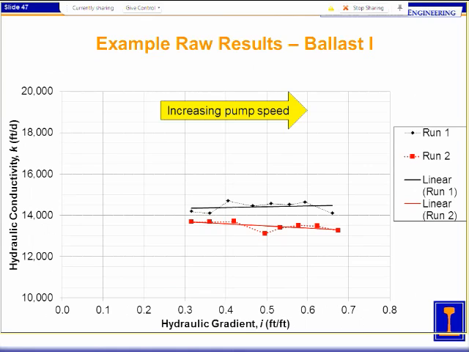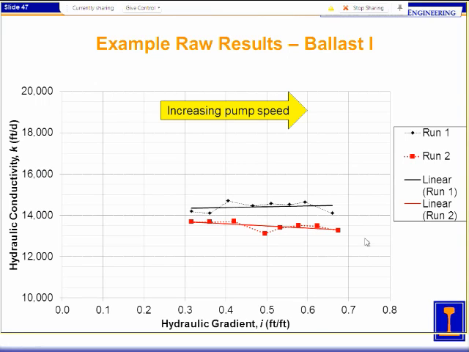So here's just kind of an example, raw results. We're testing about 8 different hydraulic gradients by adjusting the flow rate through the system with the pump. And we pretty much just go across here. What you should expect is roughly a flat line across there, because in theory, your conductivity should stay the same regardless of flow.